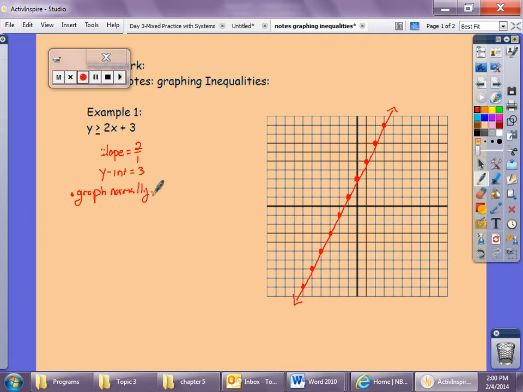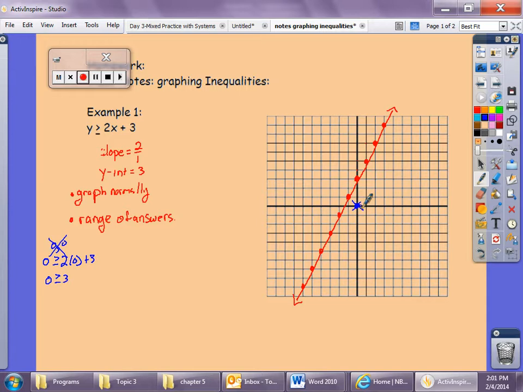But now this is an inequality, which means we can get a range of answers. If we look at a couple different points, just to see, let's look at the point 0, 0. If we plug it in, is 0 greater than or equal to 2 times 0 plus 3? Well, is 0 greater than 3? That's wrong, so this point does not work.